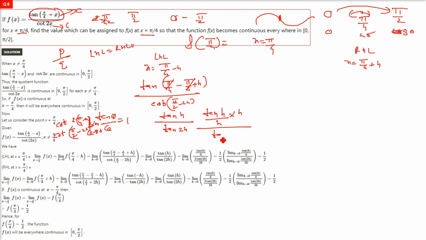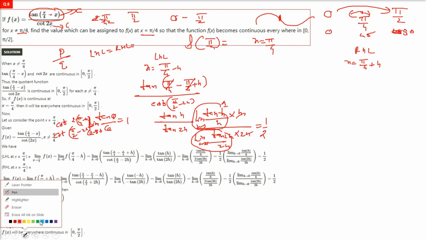So tan theta by theta is 1 for the limit. I am making tan h and tan 2h such that we get this tan theta by theta form. So we multiply the numerator and denominator by h in the numerator, and in the denominator by 2h. Okay, so tan h by h is 1, tan 2h by 2h is 1 when we apply the limit h tends to 0. So h by 2h only will remain, and you get 1 by 2.